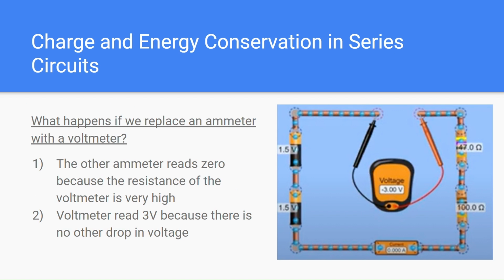All right, so what happens if we replace the ammeter with a voltmeter? The other ammeter may read zero because the resistance is very high in the voltmeter, and so it's just going to take all the voltage. The entire 3 volts that comes from those two batteries is going to drop across this voltmeter, and that's why it reads 3 volts.